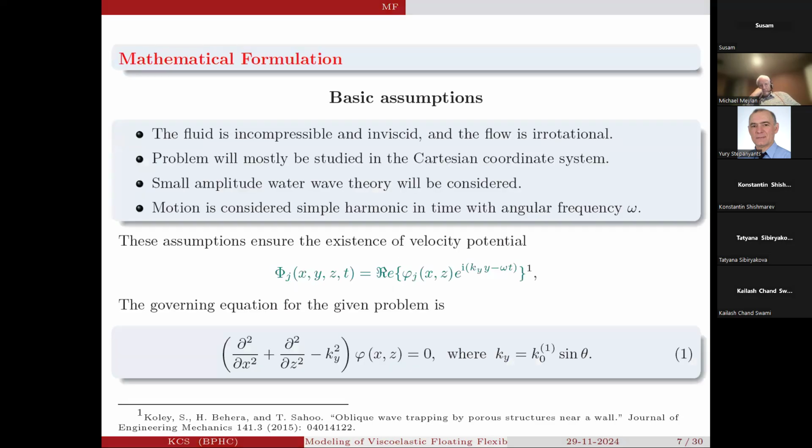Going to the mathematical formulation, I have taken some assumptions to proceed with this problem. The fluid is considered incompressible, inviscid, and irrotational. The problem is studied in the Cartesian coordinate system. The small amplitude water wave theory is considered, and the motion is simple harmonic in time with angular frequency omega. In equation 1, ky is nothing but k0 sin theta, where k0 is the wave propagation in region 1 on the left-hand side.